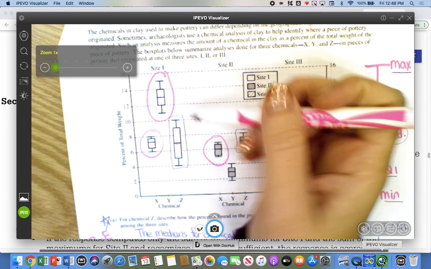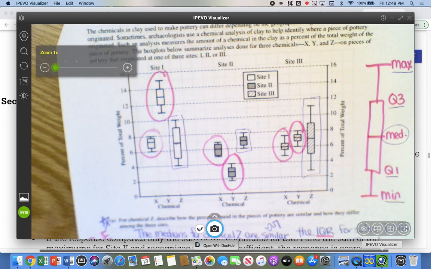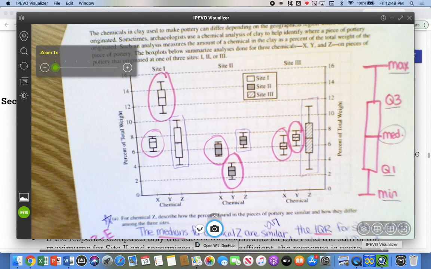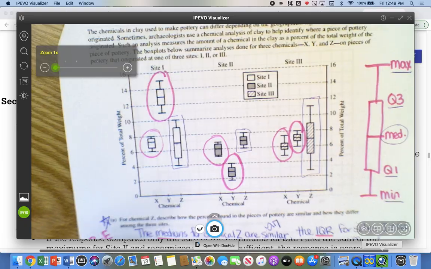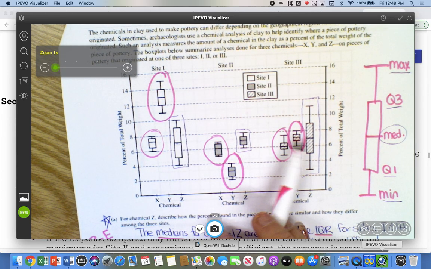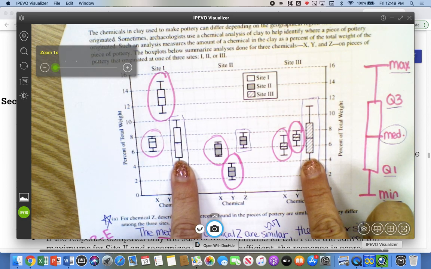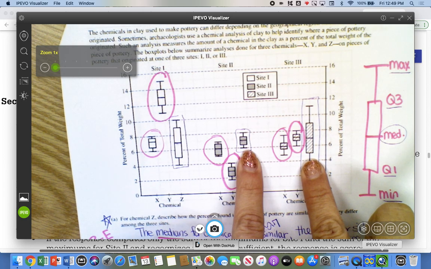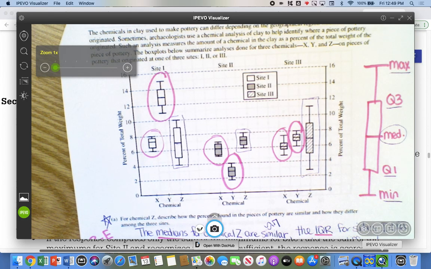All right, chemical Y, are any of those remotely the same? This is probably a good chance that that's going to be the right answer because they're all way different from each other. And now chemical Z, even though they look a little bit different, site 1 and site 3 look so similar that it would be easy to tell if it was from site 2, but these two are so similar. The only one where the box plots are vastly different from each other would be chemical Y.